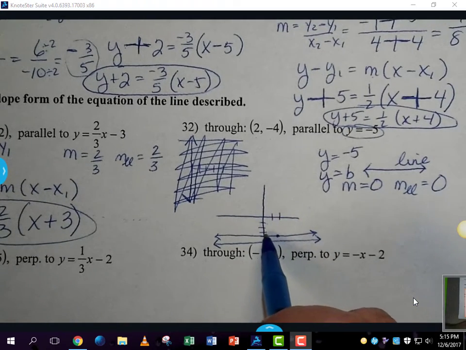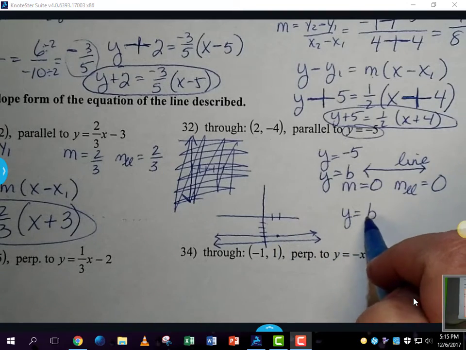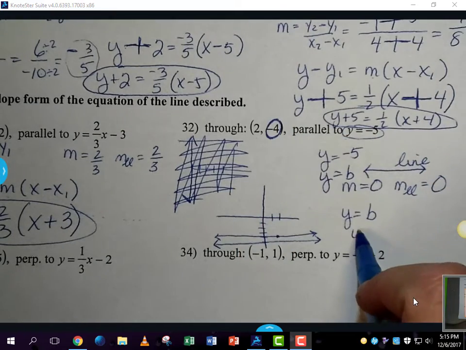Okay, but if I just wrote another horizontal line that's also going to be in the form of y equals b, well, what is b equal in this problem? It's negative 4.